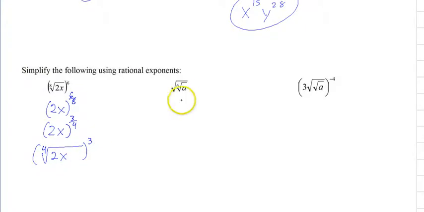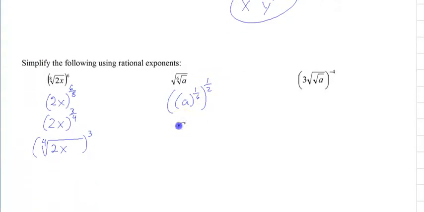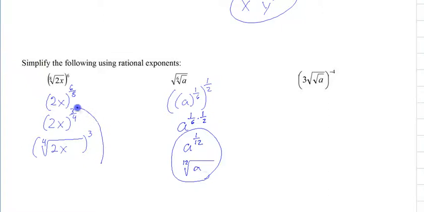And this little thing, that's a to the 1/6. That's our inside, and we just keep working our way out. That's 1/2. That's where these come from. So now we use the multiplication rule. And that gives us a to the 1/12. So it would really look like this. But either of them are fine.